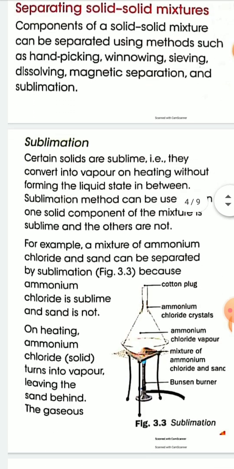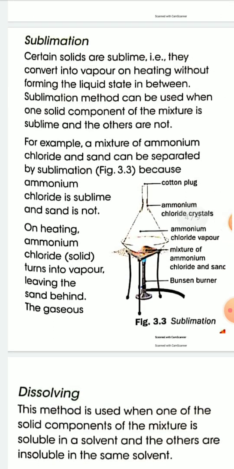The first method of separation of solid mixtures is sublimation. What is sublimation? Certain solids sublime. That is, they convert into vapor state on heating without forming the liquid state in between. Sublimation is the process in which a solid forms the gaseous state directly on heating without forming the liquid state.